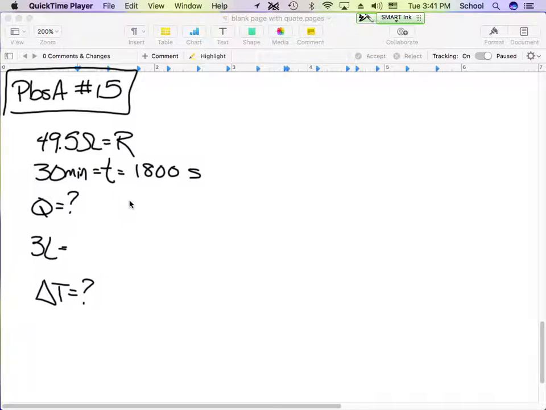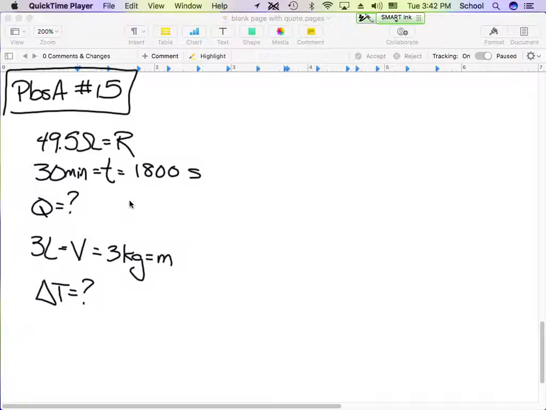Then we have that 3 liters. What is 3 liters? Well, that's a volume. But the problem is water has a density of 1 gram per milliliter or 1 kilogram per liter, which means this is really also equal to 3 kilograms of water, so that gives us an M. So that's a handy thing to know about water, is the volume and the mass are always going to be the same. If one's in milliliters, then it's in grams. If it's in liters, it's in kilograms, but they're equivalent. So we need to find Q and we need to find delta T.